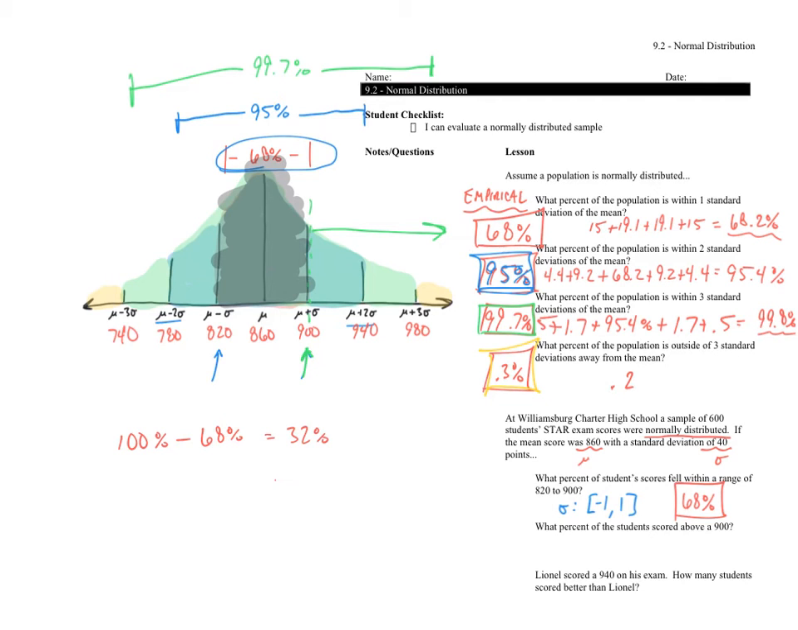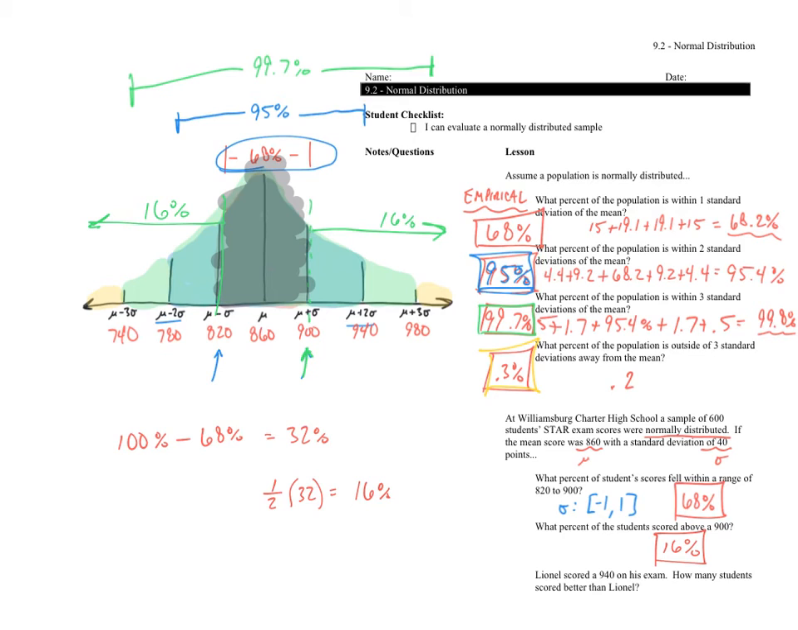Now, since our data is normally distributed, half of that 32% is here, and half of that 32% is here. So what I actually want to do is take half of 32, and that gives me 16%. So I know that over here I've got 16% of my data, and I would have also had 16% of my data out here. It's a matter of removing that middle section according to the empirical rule. So I would say 16% of our students scored above a 900.